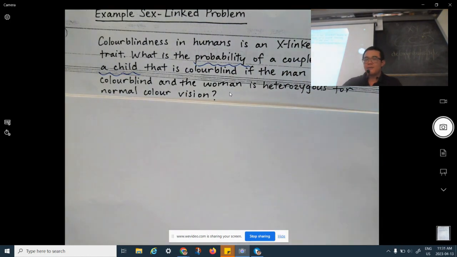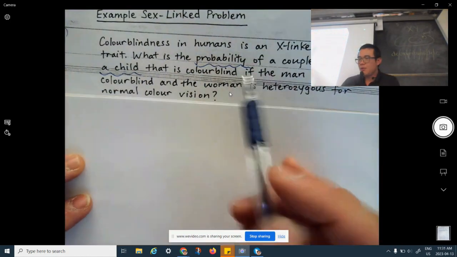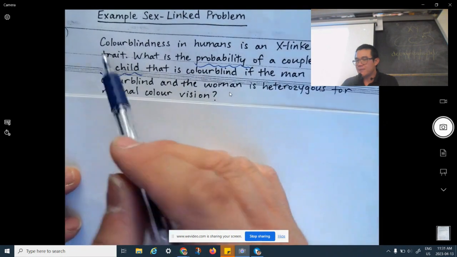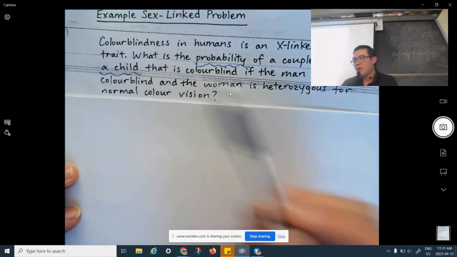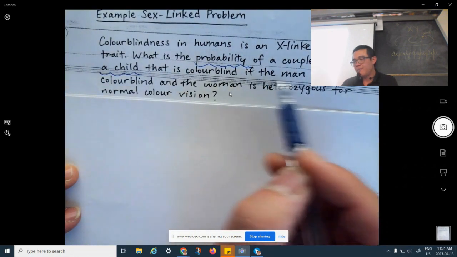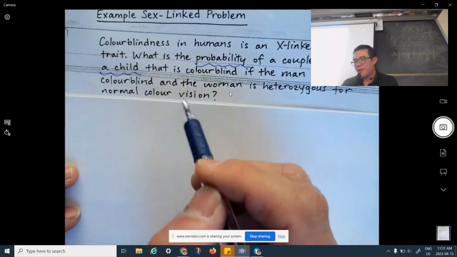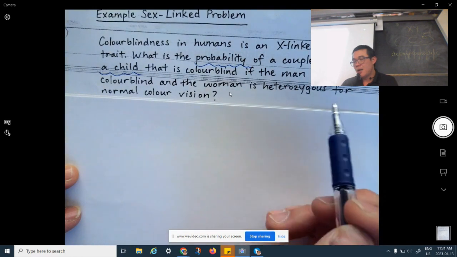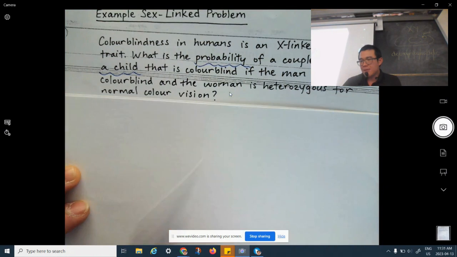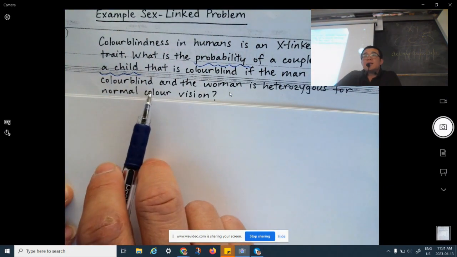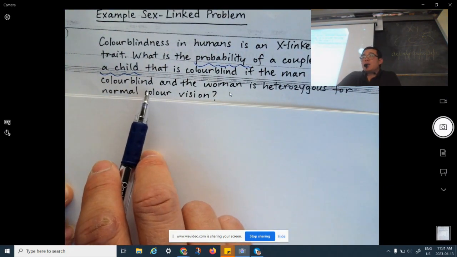Okay, so a sex-linked trait problem. Colorblindness in humans is an X-linked recessive trait. What's the probability of a couple having a child that is colorblind if the man is colorblind and the woman is heterozygous for normal color vision? So in this case, the man, what will be his genotype?